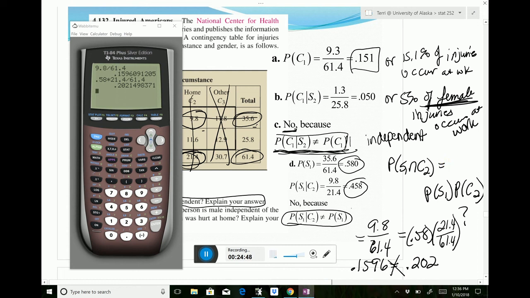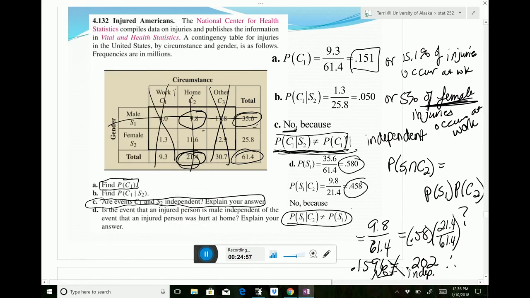Therefore, they are not independent. So where you get injured is dependent upon your gender and vice versa.